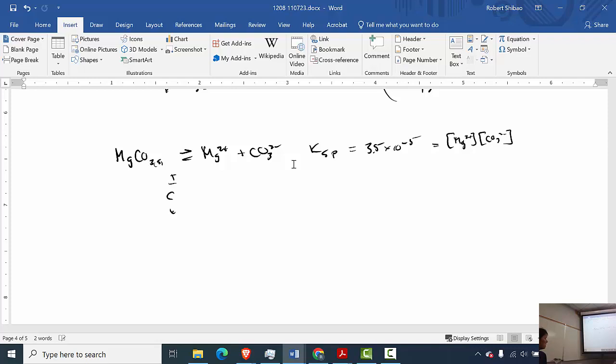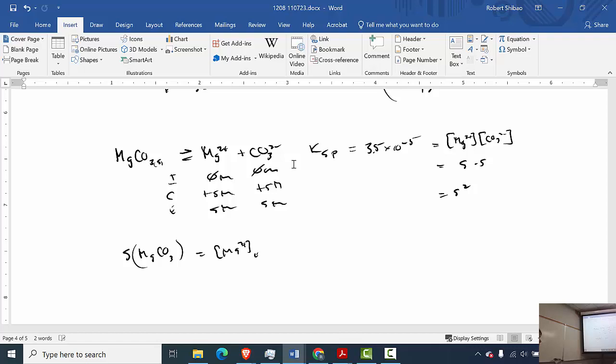And what we always do with these is we just reset it. That is, we assume nothing's dissolved. So both start off at 0 initially. And then we're going to do plus S. And in equilibrium, we're going to have S and S. And so this is going to equal S times S, which is equal to S squared. Now, S is the solubility of magnesium carbonate. And so S is equal to how many moles of magnesium carbonate will dissolve in the liter. But it also happens to equal the equilibrium concentration of magnesium 2+. And it also happens to equal the equilibrium concentration of carbonate.